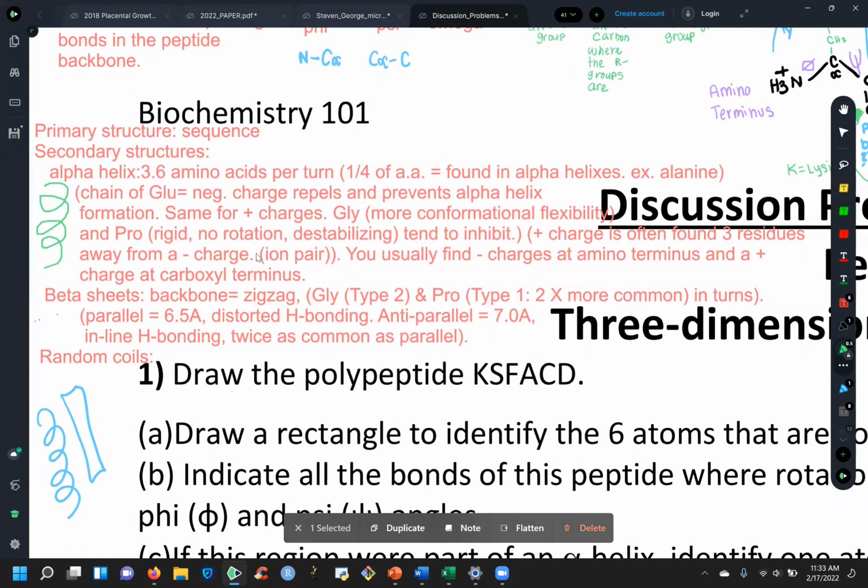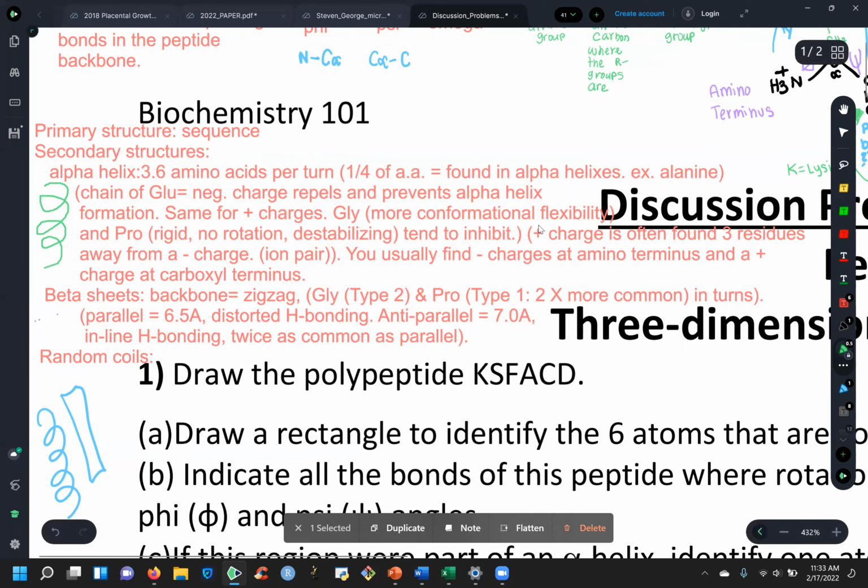Same for positive charges. What did we say was positively charged? K, H, R. If they give you a chain of R's that are positively charged and they ask you, is that going to form an alpha helix? You're going to say no, because the positive charges repel each other and you cannot make a stable alpha helix.